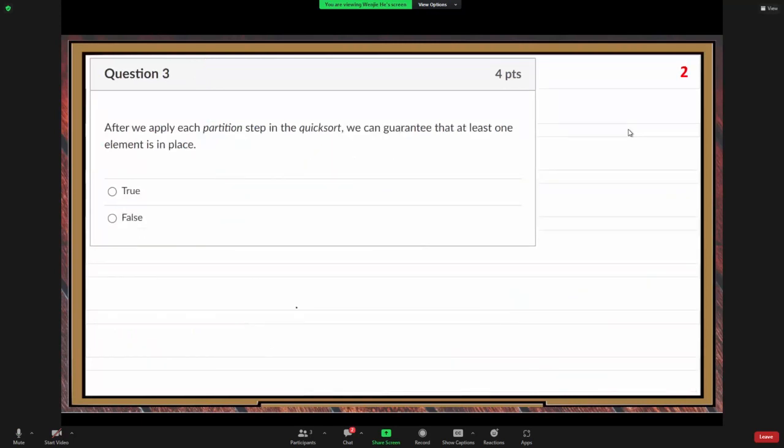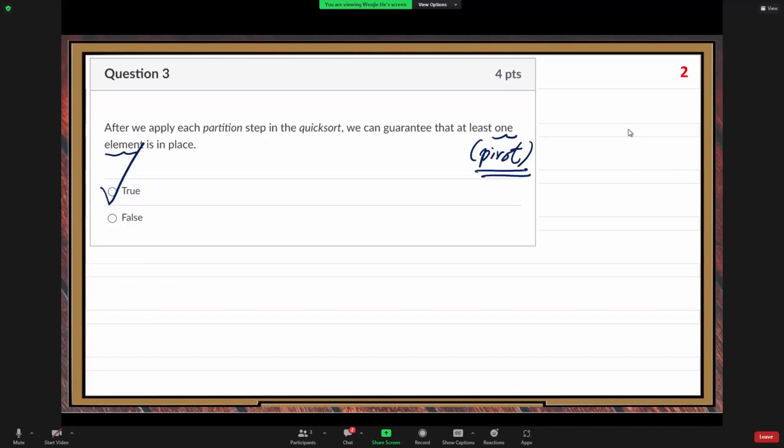Number 3, after we apply each partition step in the quicksort, we can guarantee that at least one element is in place. True, because of the special element, the pivot. We guarantee the pivot must be in place. Although it could be more than that, right? Yeah. For other elements we don't know, so at least that one, maybe more than that.